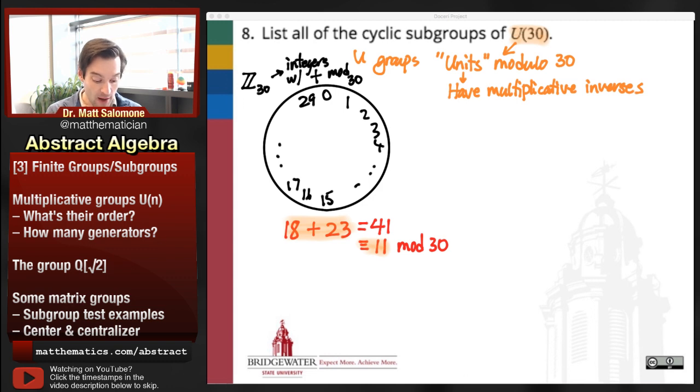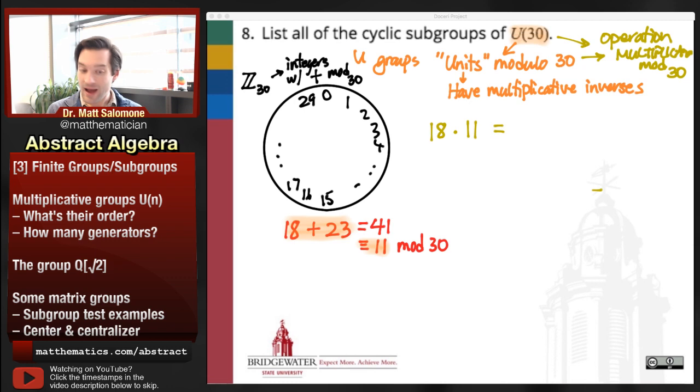But the most important thing is that the operation in my U groups is not addition. The operation is multiplication. And again, using a modulus, which in this example is mod 30. So if, for example, I were to do 18 multiply 11, I would do this as integers. What would I get, 198 or something like that? And then I would reduce this mod 30, which is going to give me 18.